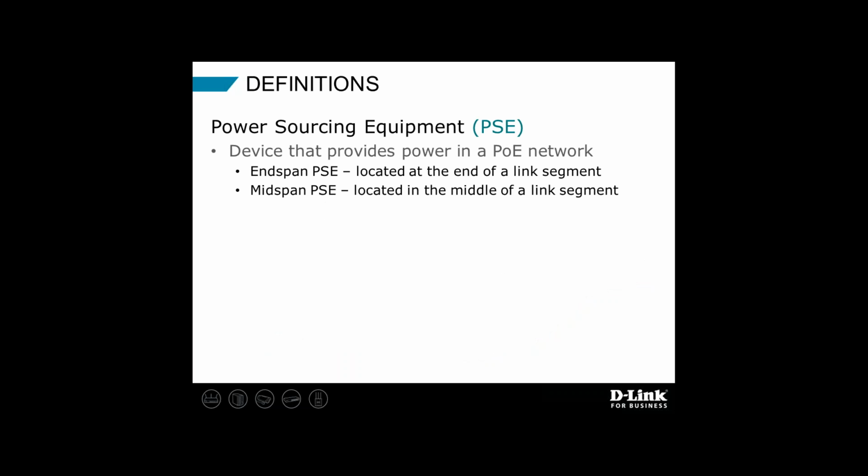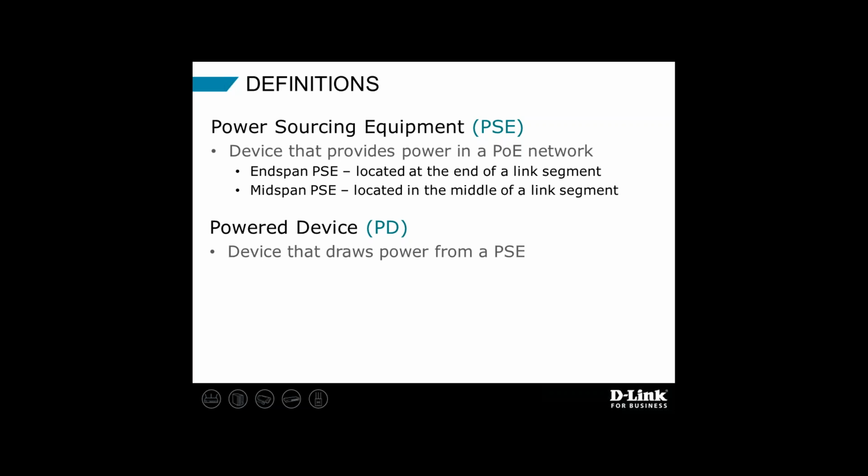So let's start with some definitions here. One of the definitions I use throughout this presentation is PSE. The PSE stands for Power Sourcing Equipment. It's the device that provides the power in a PoE network. You can have a couple different types of PSEs. There's an Endspan PSE that's located at the end of an Ethernet link segment, and a Midspan PSE that would be located somewhere in the middle of an Ethernet link segment. And I've got an upcoming slide that shows a little bit more detail on PSEs, Endspan versus Midspan. The other acronym to define here is the PD, the powered device.